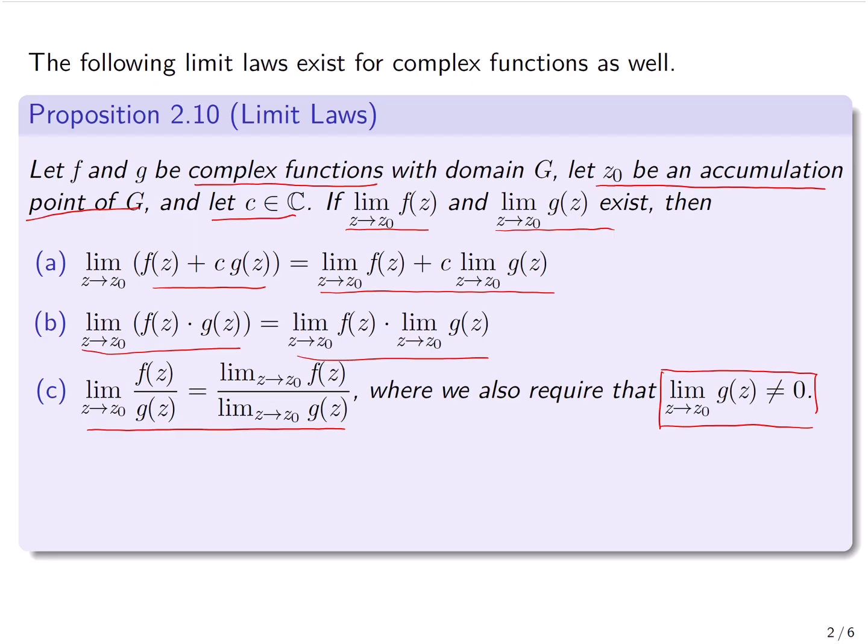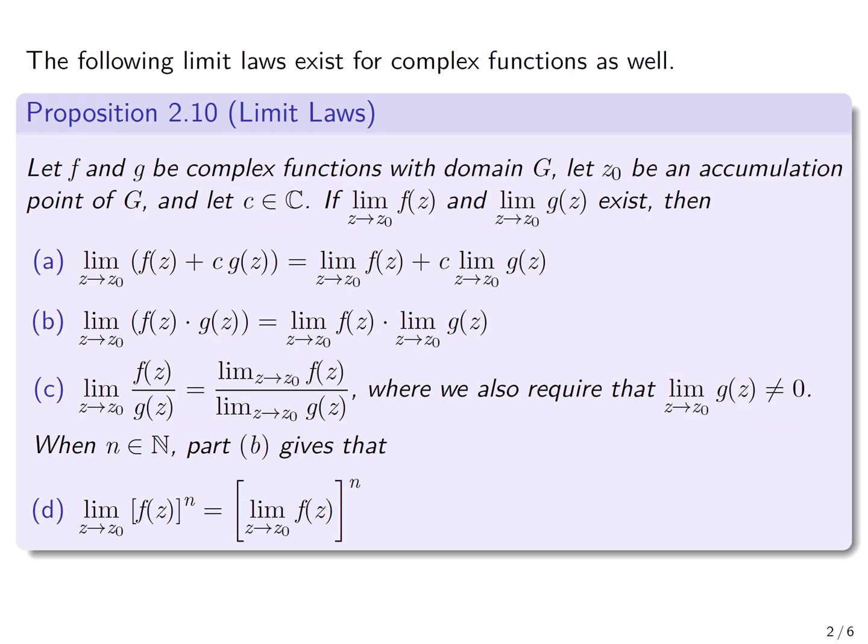And then we also have a very special case as a byproduct of part B. You can see that f and g can be the same. That means you get the power rule in that case. That means we have this extra result. So if n is a positive integer, then you can raise the limit to a power. So we have this n here. So what happened? The limit of a power becomes the power of the limit.